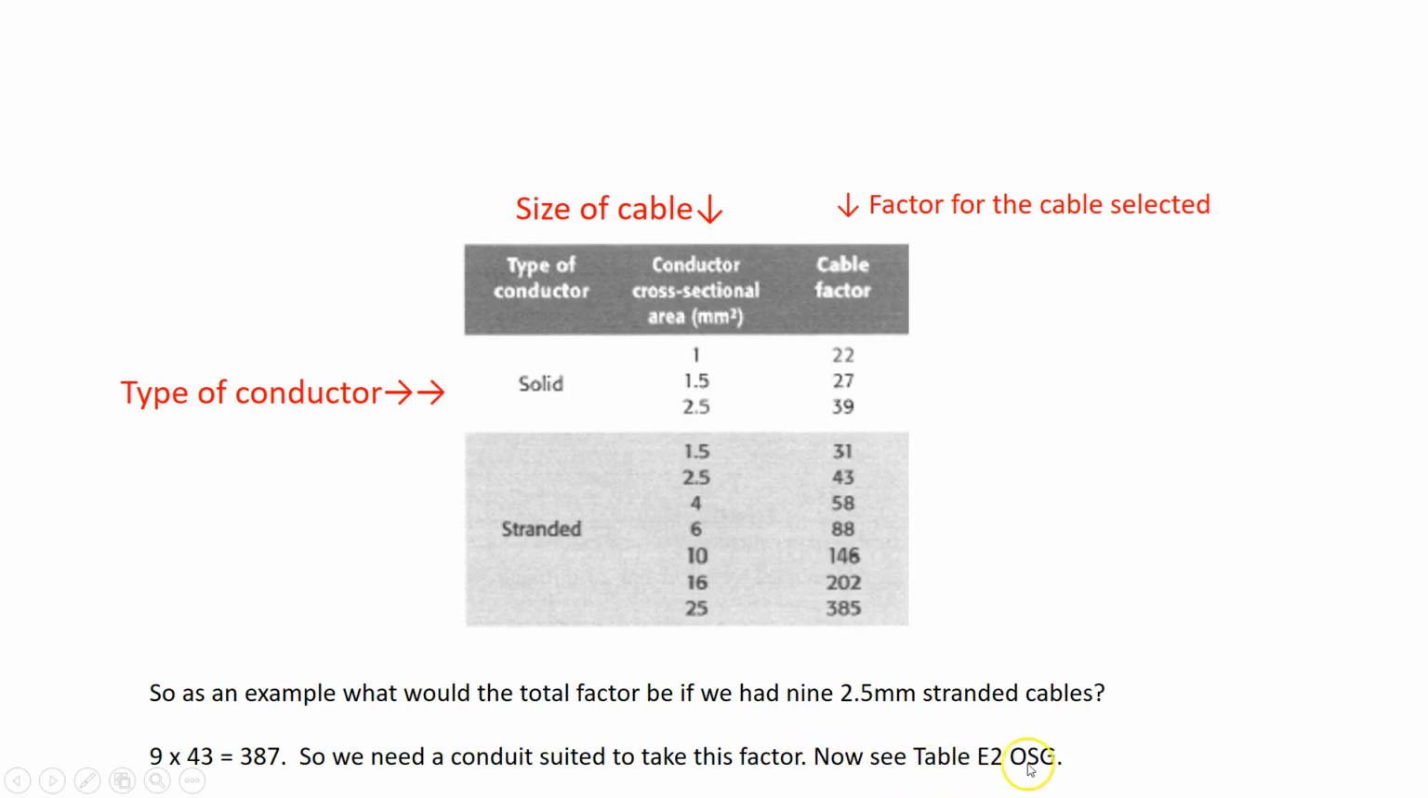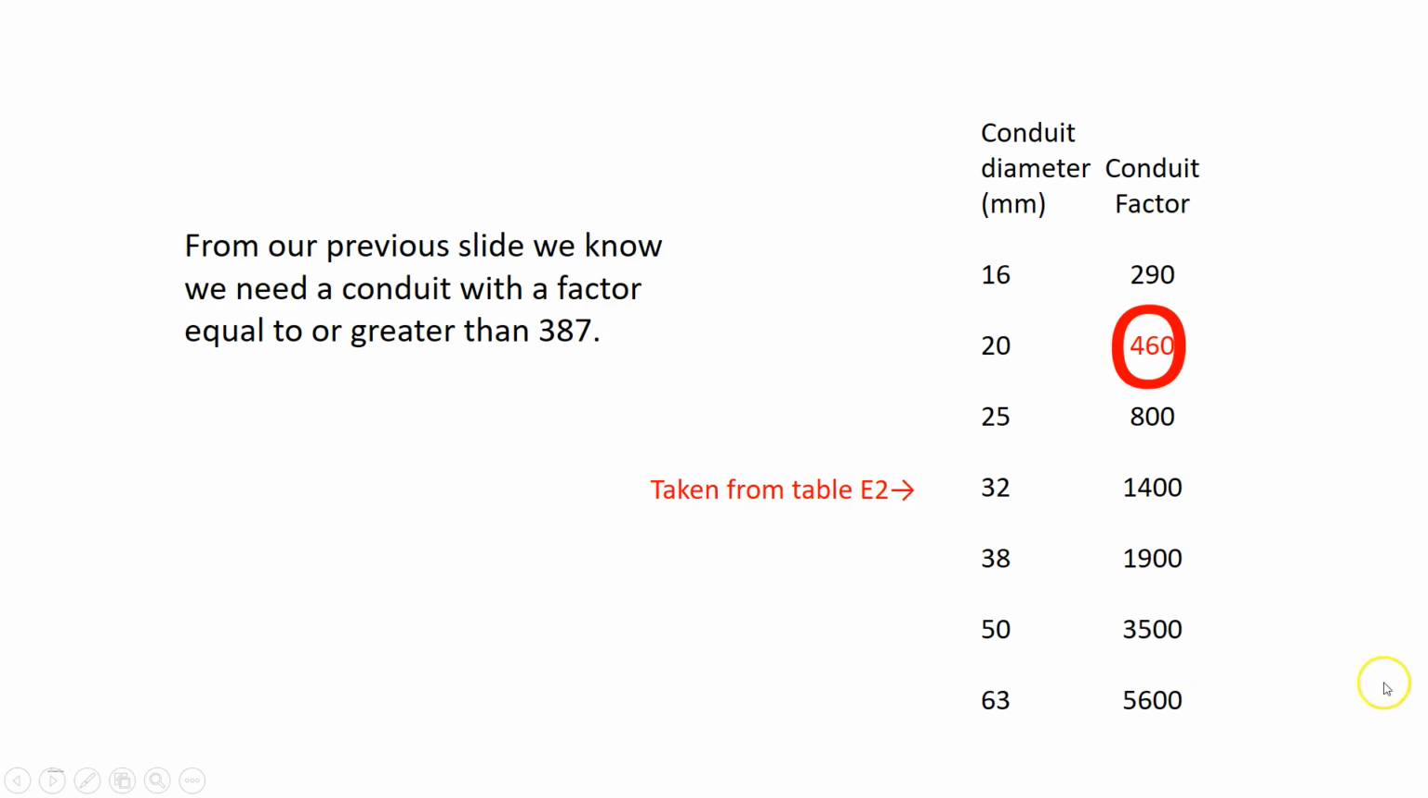So if you have a look at table E2 in your on-site guide, you will actually find this. So from the previous slide, we know that we had a conduit with a factor, we needed one, of 387 at least. So I can see that 16mm has a conduit factor of 290, it's not big enough. A 20mm conduit has a factor of 460, which is more than enough. So I can use a 20mm conduit.